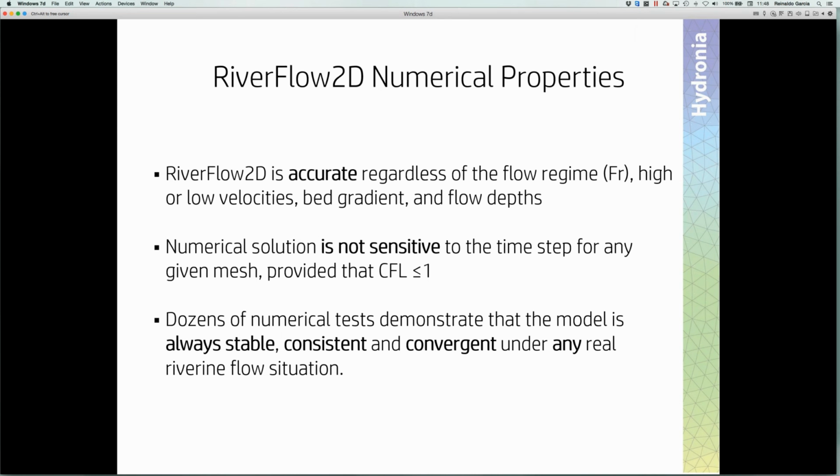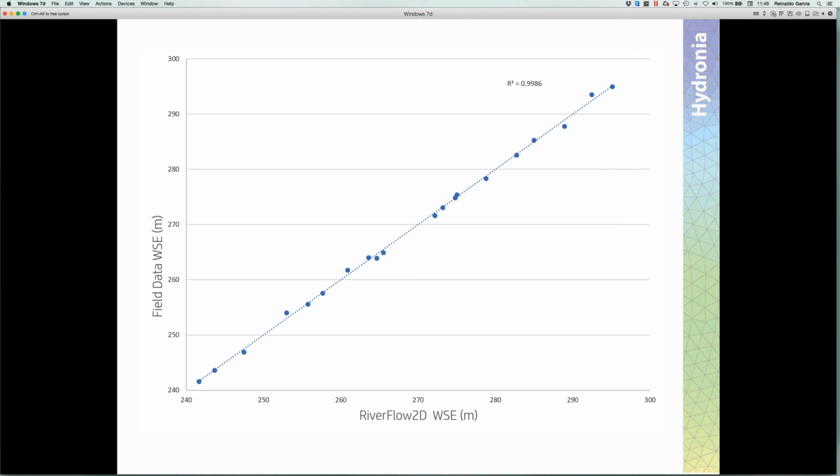Third, dozens of numerical tests demonstrate that the model is stable, consistent, and convergent. I will come to these concepts, which are important to our test today, in any real riverine flow situation, and always. So these are assurances that we can provide about the RiverFlow2D numerical model, and are backed up by a large number of numerical tests. This allows us to present results such as the one you're seeing here.